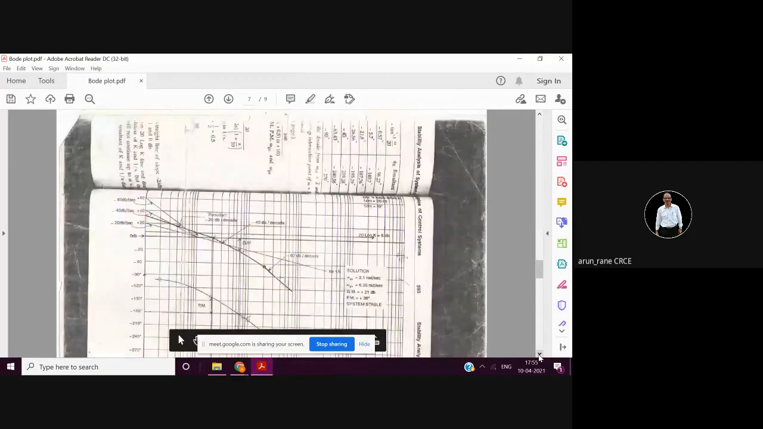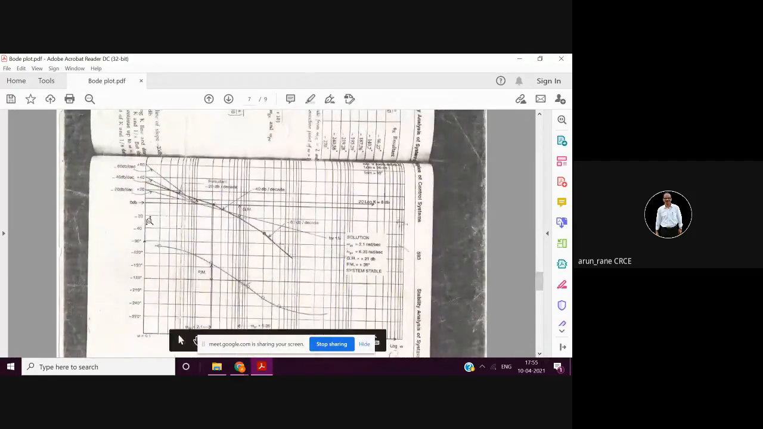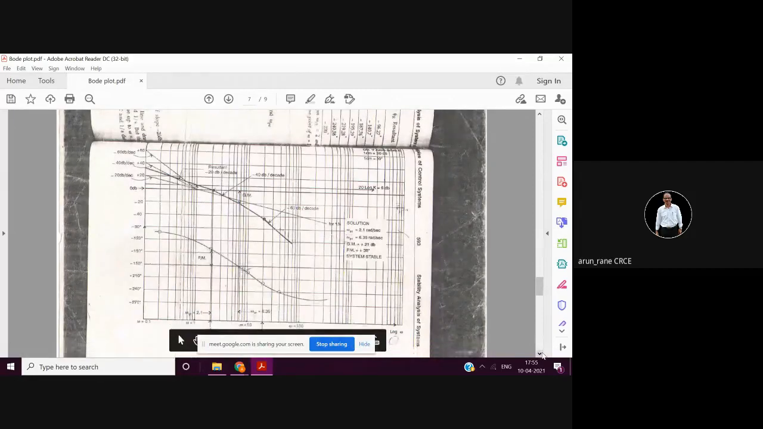So now this is your Bode plot, and this is your logarithmic scale. Instead of the origin, we will say this is omega equal to 0.1, then omega is 1, then omega is 10, and omega is 100. Then the next decade is 1000, and so on.